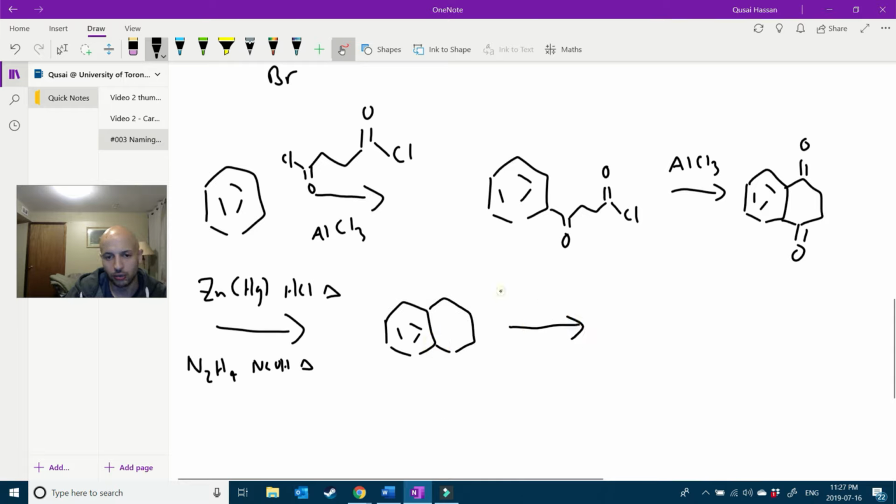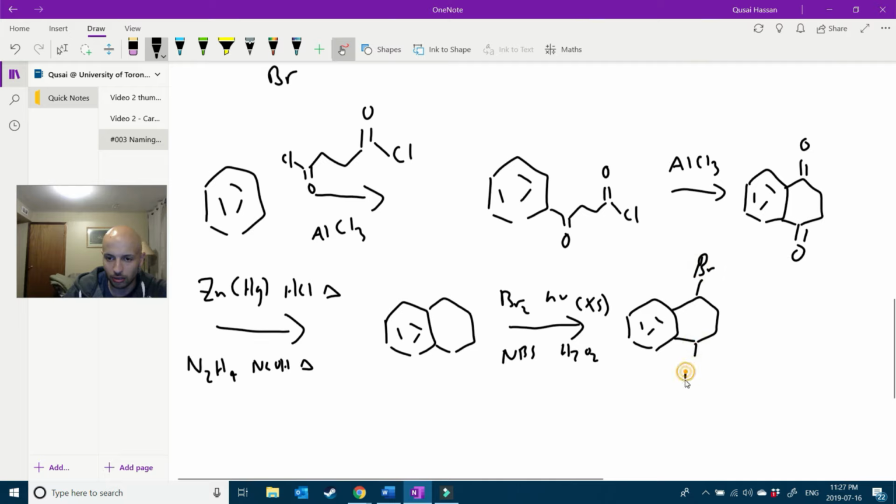And then what you want to do is Br2 and light, or NBS and hydrogen peroxide. And you want to do this in excess, right? So in excess. That's bad handwriting. In excess, right? And what that will do is add bromine on both secondary carbons, because these secondary carbons are really stable because they're attached directly to the benzene. So the bromine can add to both of them, right?